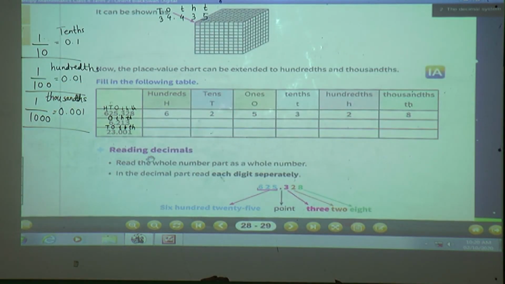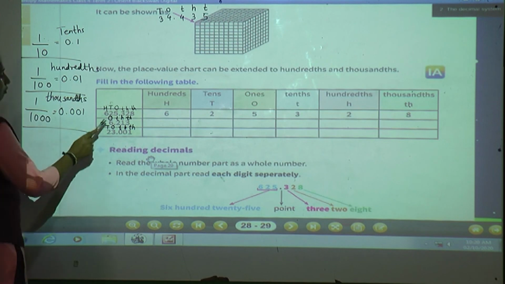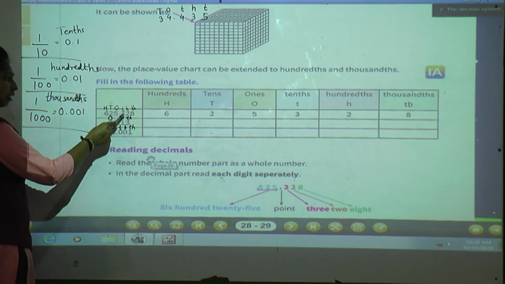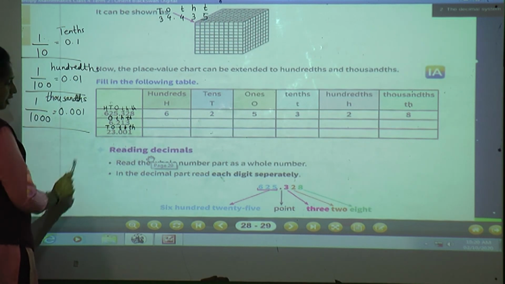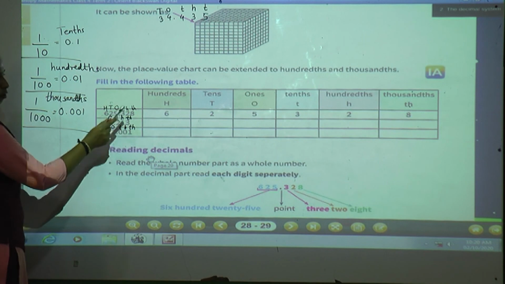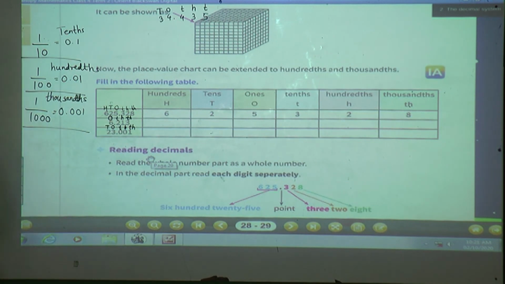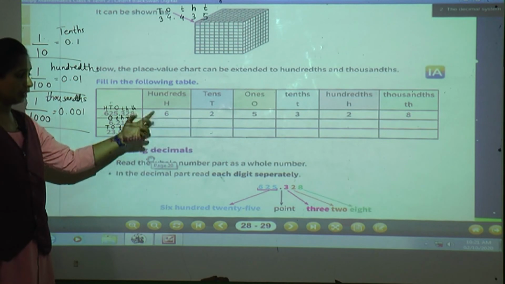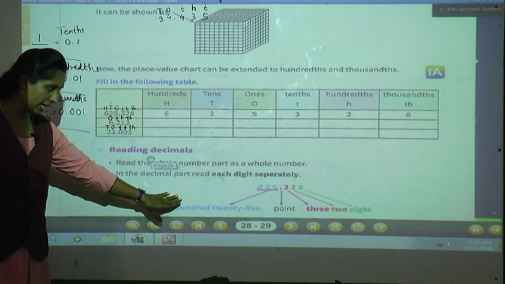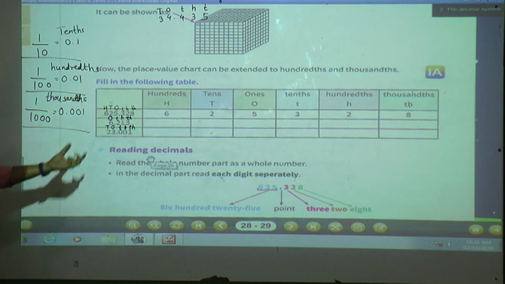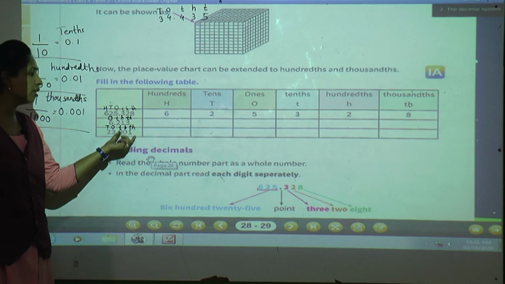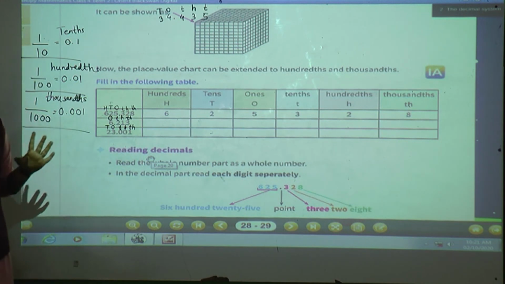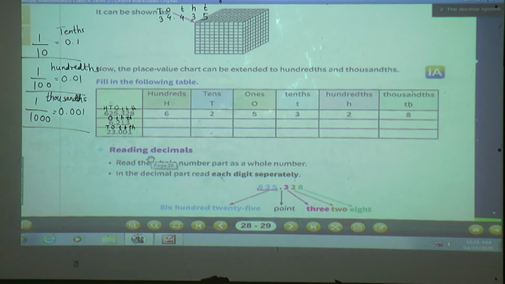Just now we read it together, but we should not read it in that way. We have to read 625 point three two eight. 6 point two one three. 23 point zero zero one. I purposely read them together so that you do not get confused. I explained how you have to read: after the decimal point, whatever digits are there, you have to read separately. Okay, clear till here? Yes, very good.